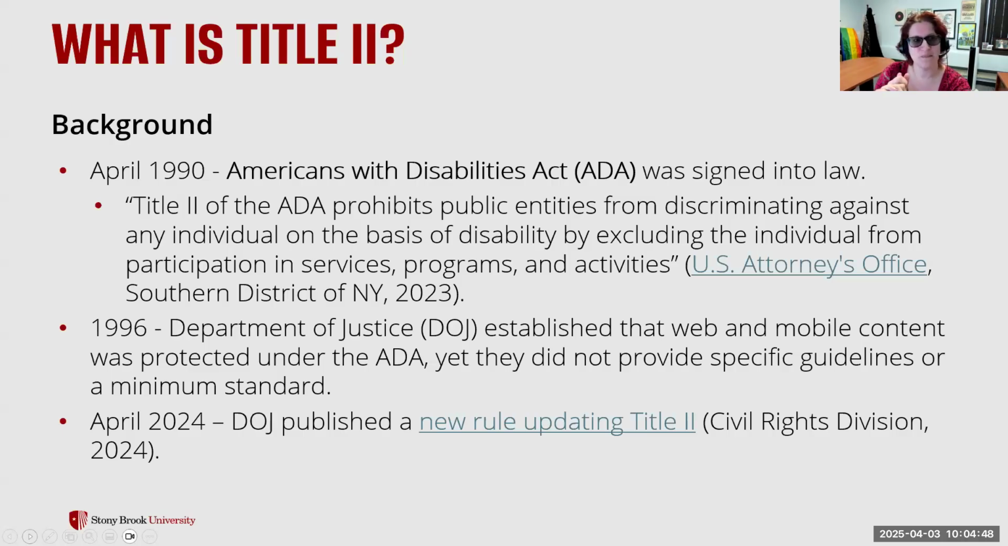By 1996, the Department of Justice established that web and mobile content was protected under the ADA, yet they did not provide specific guidelines or a minimum standard. So they were recognizing content on the internet, digital forms, and documents needed to be accessible, but they didn't set a specific standard of how to do that.